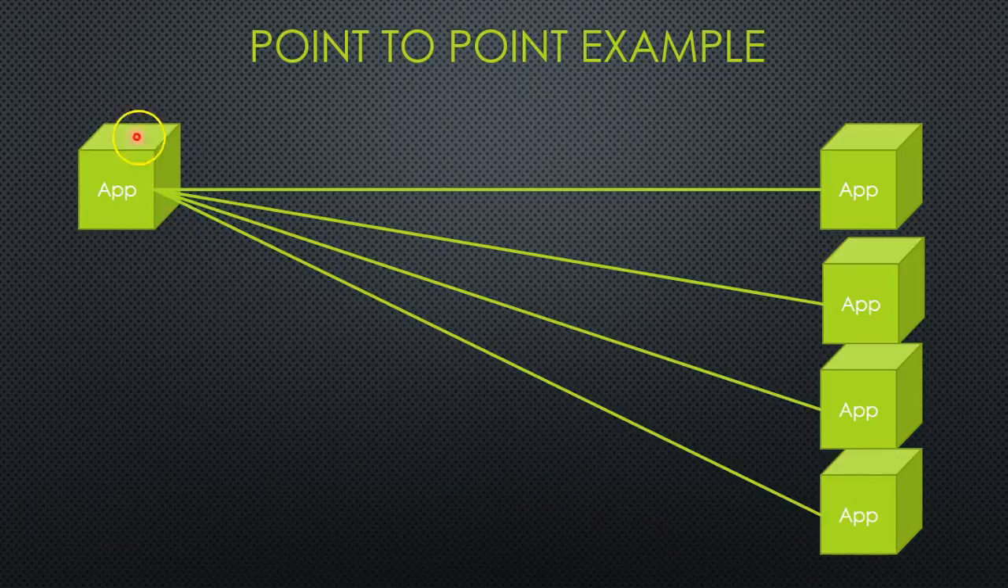So in this case, this application needs some piece of information here, so we write an integration. Then it needs to talk to this application and gets some information. Then it does some processing and it needs to write something to this application, gets a response back, and then goes to this fourth one. Now, this is a very common model.